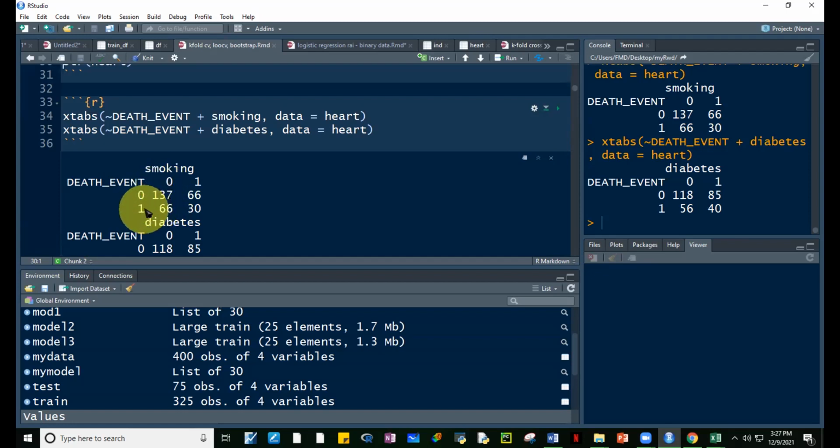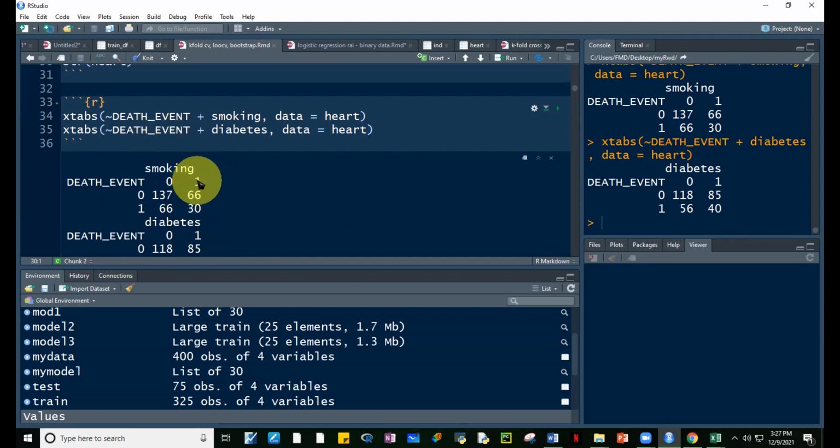136, sorry, 66 died who were non-smokers. 137 who were non-smokers did not die. Yung mga smokers ito, 30 of them died, 66 did not die. So perhaps we cannot make so much of a conclusion just with this cross-tabulation.